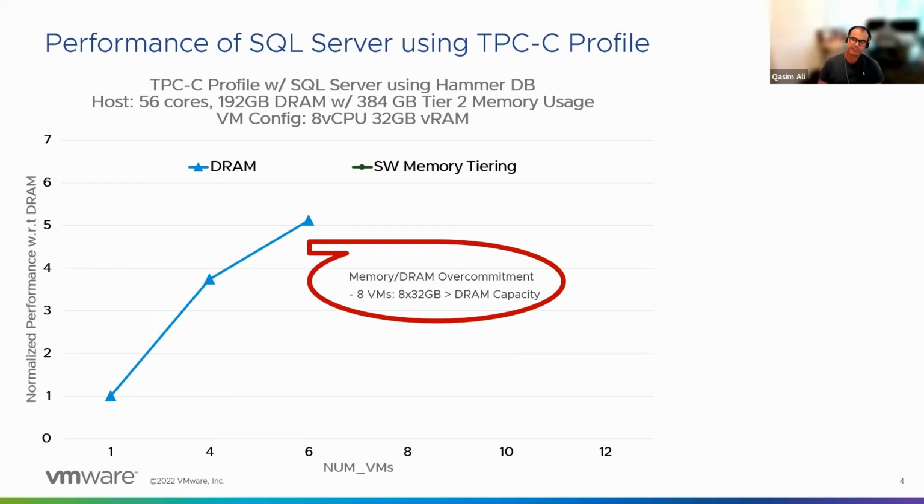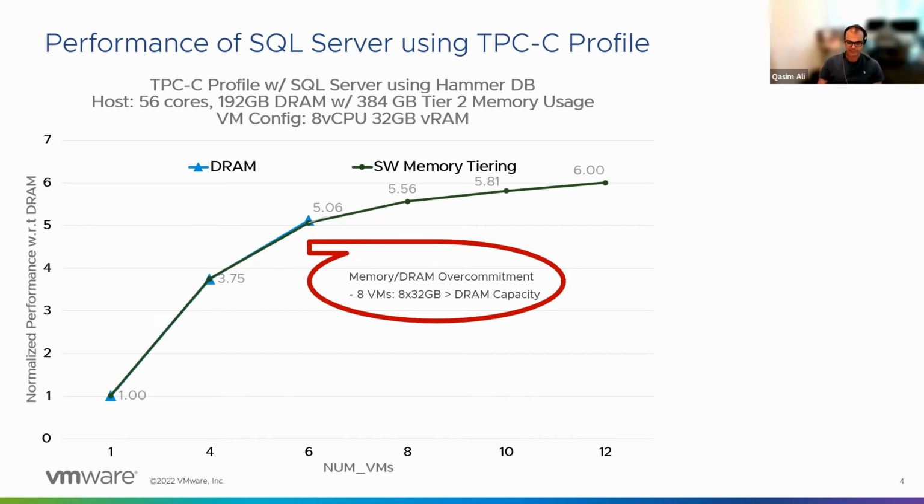Now, coming to the rescue is software memory tiering, and I could scale it all the way up to 12 VMs. 12 VMs, because the math nicely adds up: 12 times 16, which was the active working set of this workload. So 16 gig times 12 is 192 gig. That's getting pretty close to the DRAM capacity. Remember, there is some overhead, 10 to 12 gig for the VMkernel. So we are already pretty far past the DRAM size in this case.